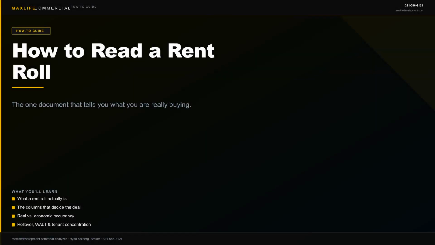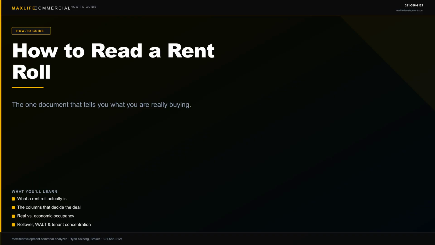30 rows, and hidden inside it is the entire truth about a commercial property: who pays you, how long they pay, and where the deal quietly falls apart. It is called the rent roll, and it is the single most information-dense document in all of commercial real estate. Read it right, and you can size up a deal in 5 minutes. Read it wrong, and you buy someone else's problem. In the next few minutes, I am going to show you exactly how to read one like a broker.